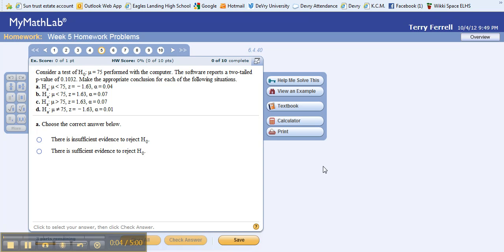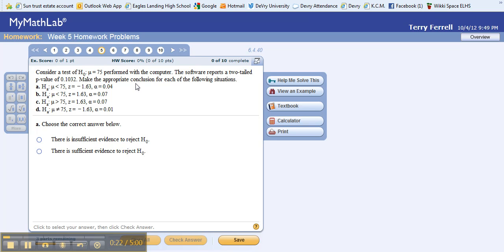We're doing problem number 5. It says consider a test. Null: mean is equal to 75. Performed with the computer. The software reports a two-tailed p-value of 0.1032. Make the appropriate conclusions for each of the following situations.